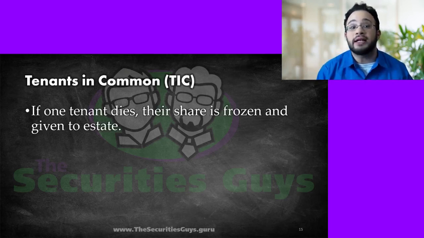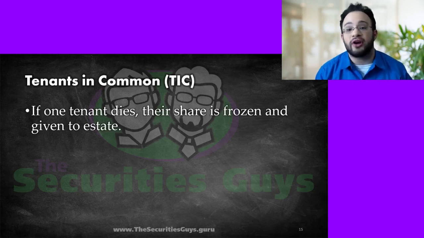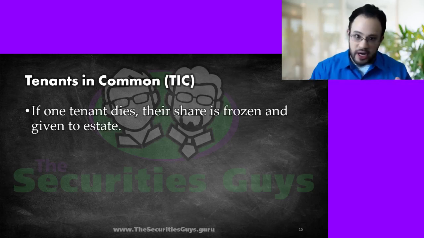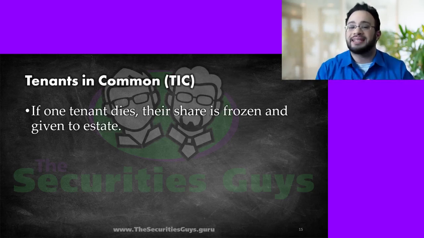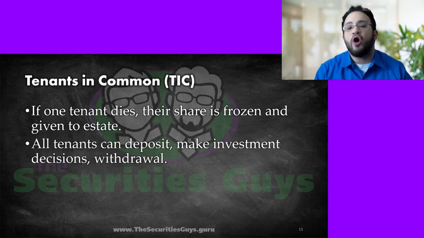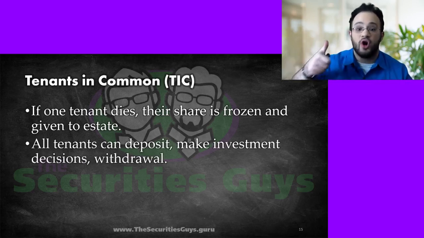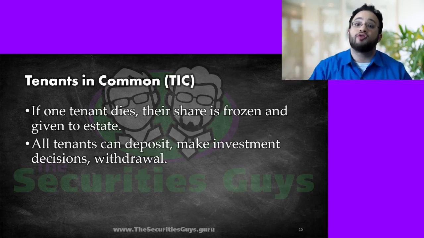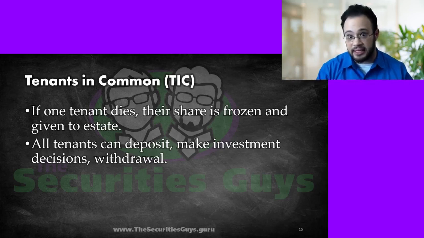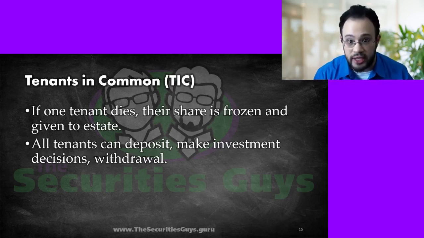If one tenant dies, their share is frozen. The entire actual account is frozen. No more trades can process until all of the documents go through. When one tenant dies, their share is given to their estate. All tenants, though, can make deposits. All tenants can make decisions. All tenants can make withdrawals. All the securities are registered to all tenants. Whenever any check is made against the account, it's made payable to all tenants.